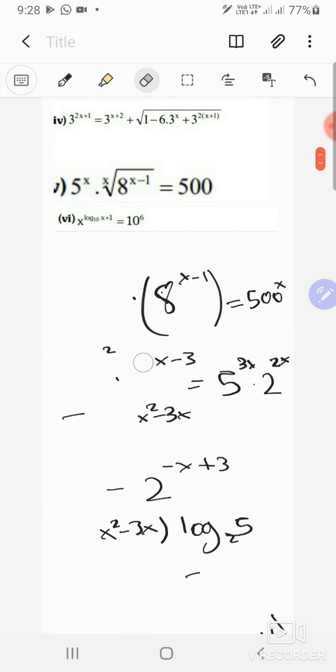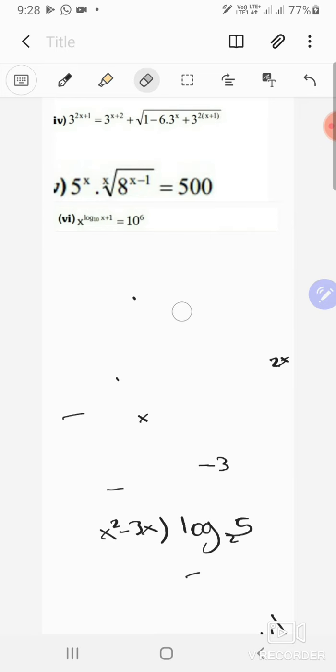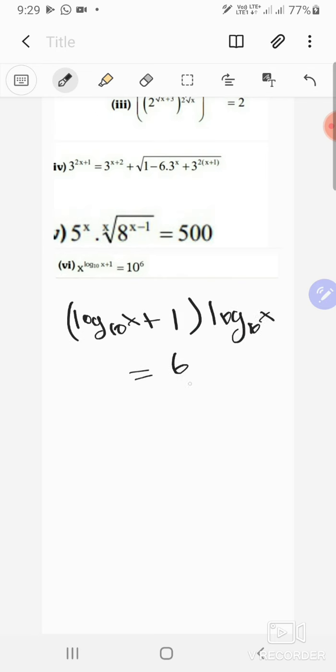Okay, so the next question is, x to the log base 10 of x plus 1. Okay, so is this log base 10 of x plus 1 or log base 10 of x plus 1? Okay, I think this is log base 10 of x plus 1. Fine, and that is equal to 10 to the 6th power. Okay, that makes sense. So let's just take log base 10 of this whole equation once again. So that will give me log base 10 of x plus 1 into log base 10 of x is equal to, well, this is going to be 6.